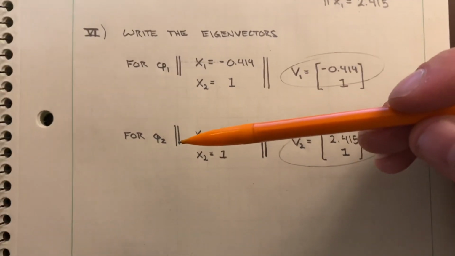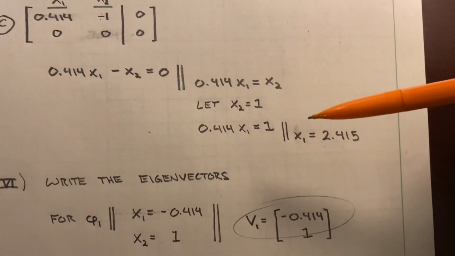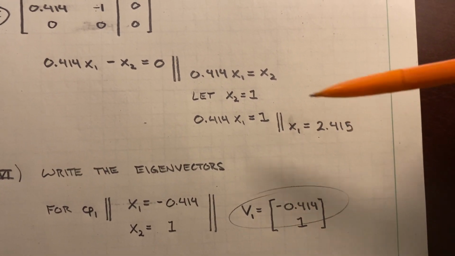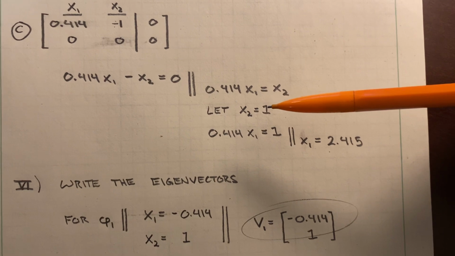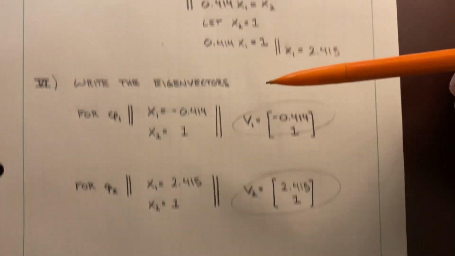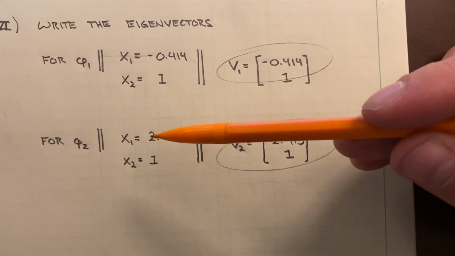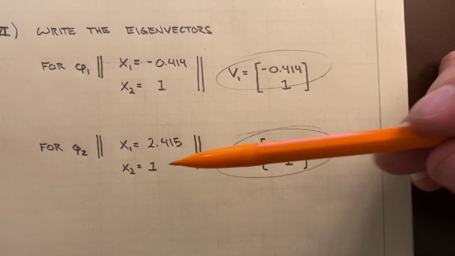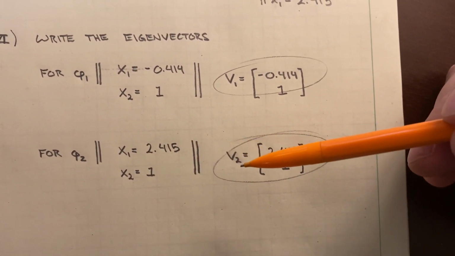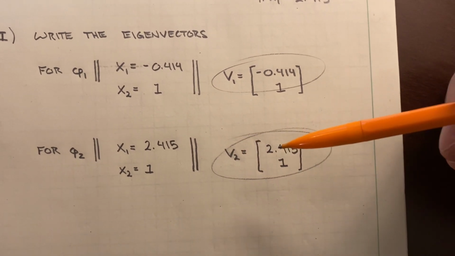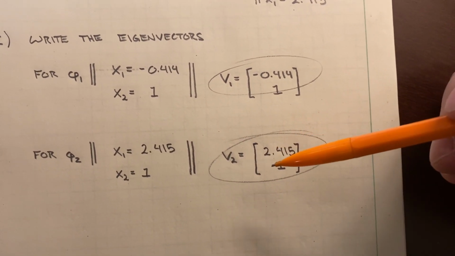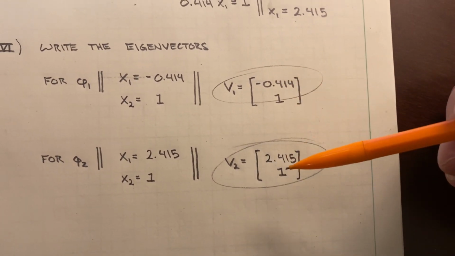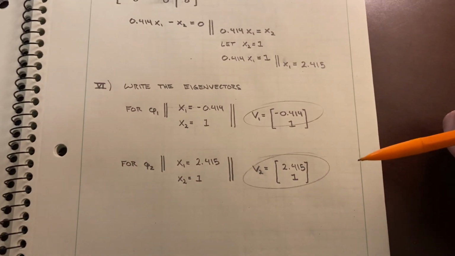For phi 2, we will recall that x1 was equal to 2.415 and x2 was equal to 1. v2, or eigenvector 2, right here. Final answers, v1 and v2. And that's eigenvectors, BRNY style.